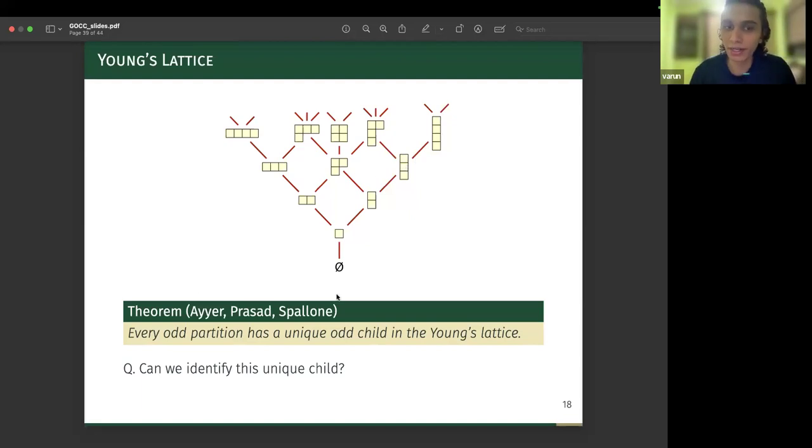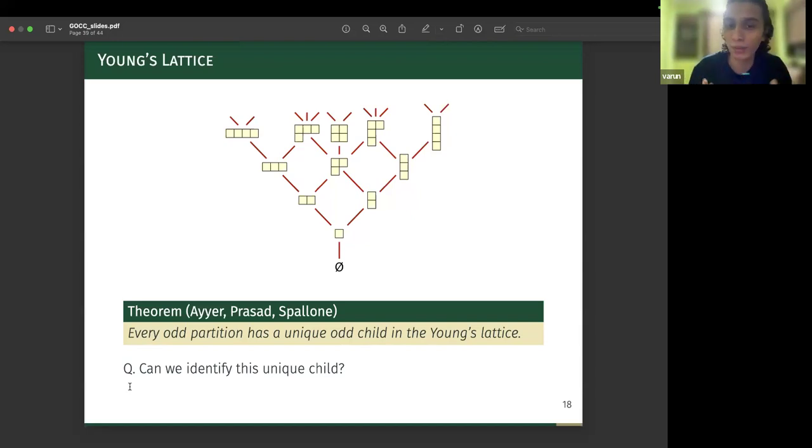And it's a theorem that every odd partition has a unique odd child. And a question is, can we identify this unique odd child? The proof of the theorem in their paper is not equipped to answer this question.